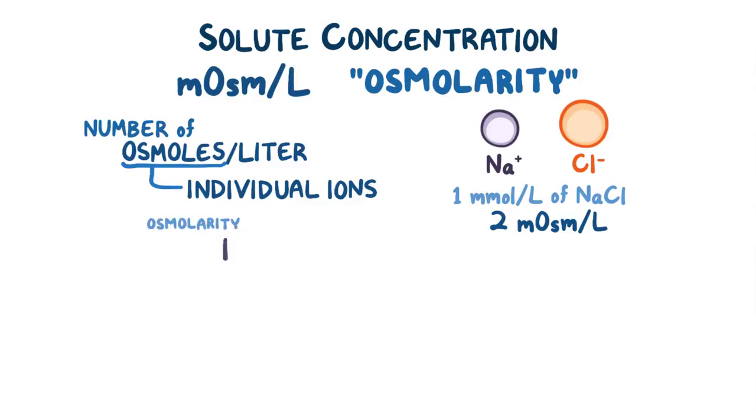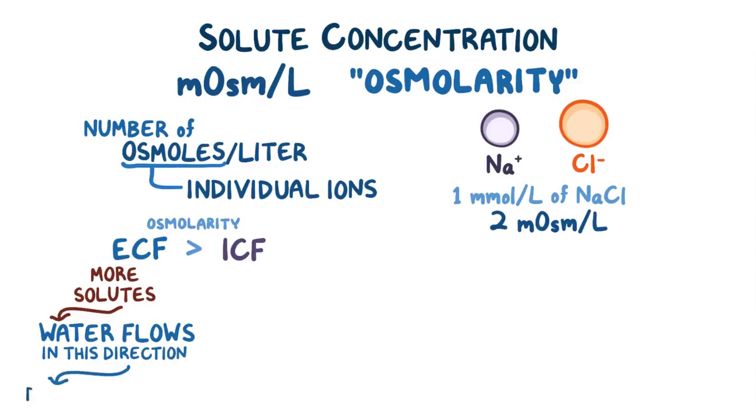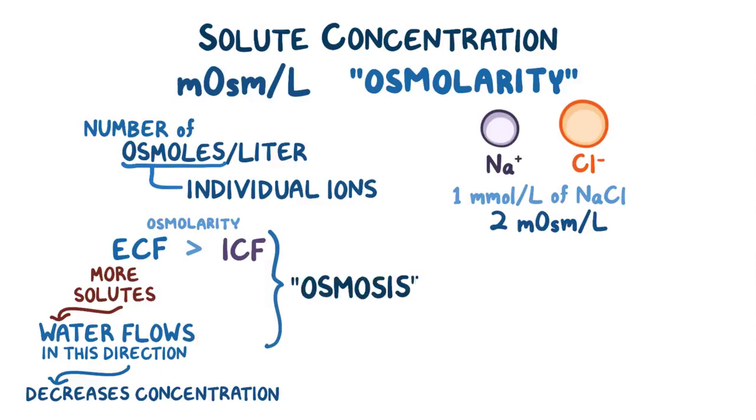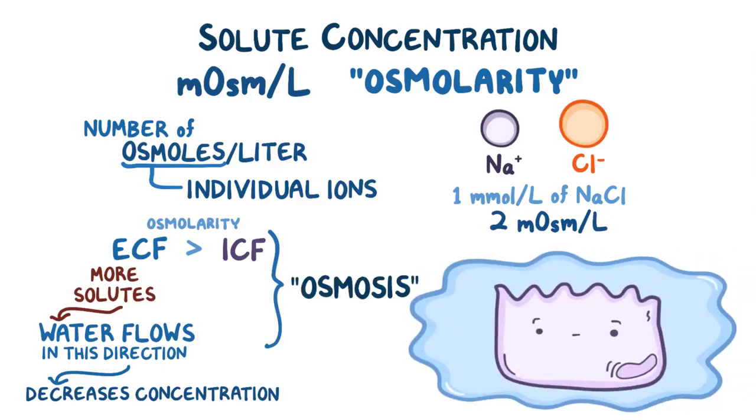Normally, osmolarity in the intracellular fluid and extracellular fluid is equal. If either side ever has a few more solutes, then water will flow in that direction to lower the concentration slightly and maintain the balance. This process is called osmosis. Now, some solutes like sodium bicarbonate, as well as large sugars like mannitol, are too large to cross cellular membranes, and they're basically trapped in the extracellular fluid.